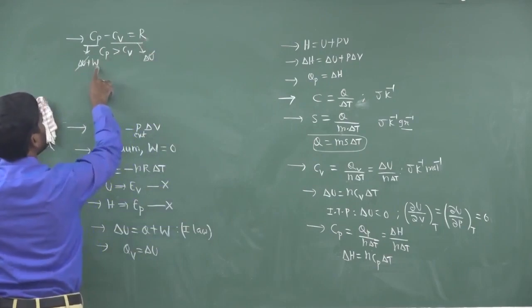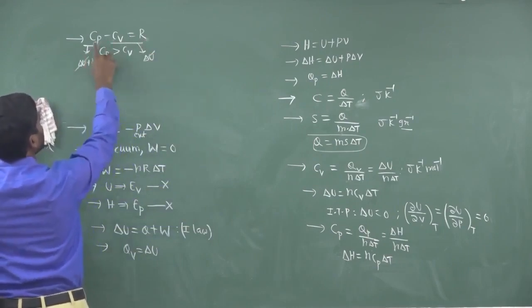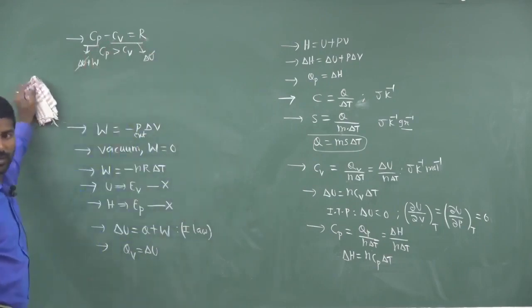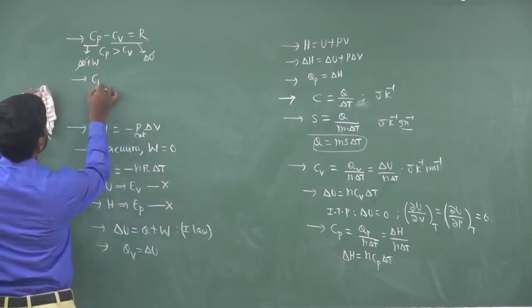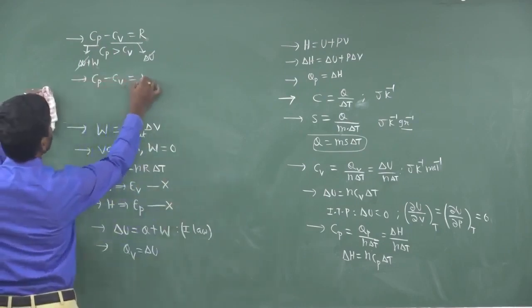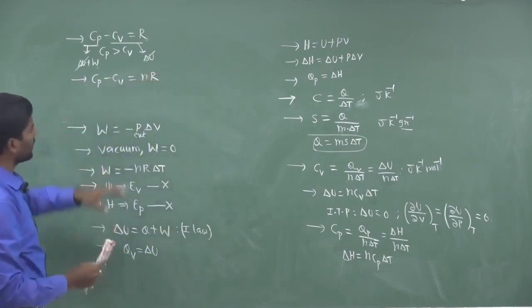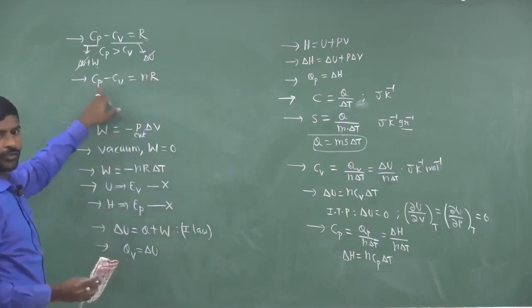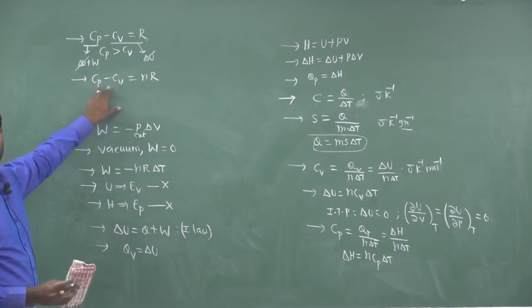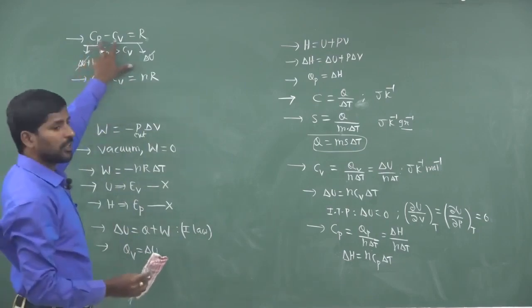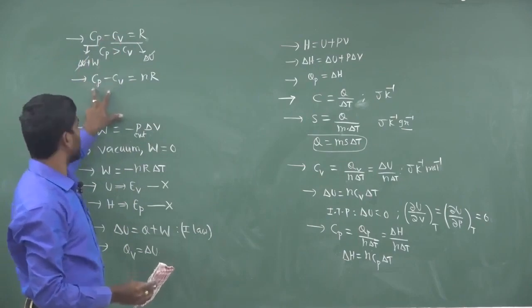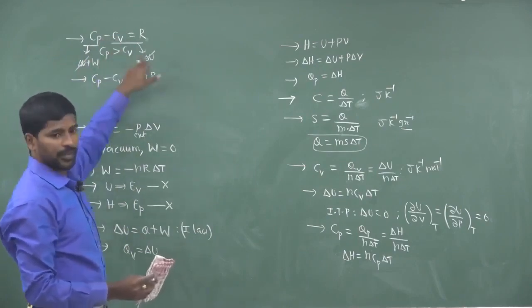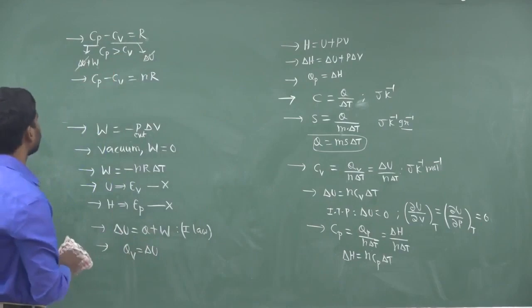So R can be defined like this: work done by 1 mole of ideal gas at constant pressure. If you take n moles, then Cp minus Cv is equal to nR. The difference is in the number of moles for which we substitute the Cp and Cv values: here we substitute for n moles, whereas in the earlier equation we substitute for 1 mole. If you apply this equation to 1 mole, we get the same: Cp minus Cv is equal to R.